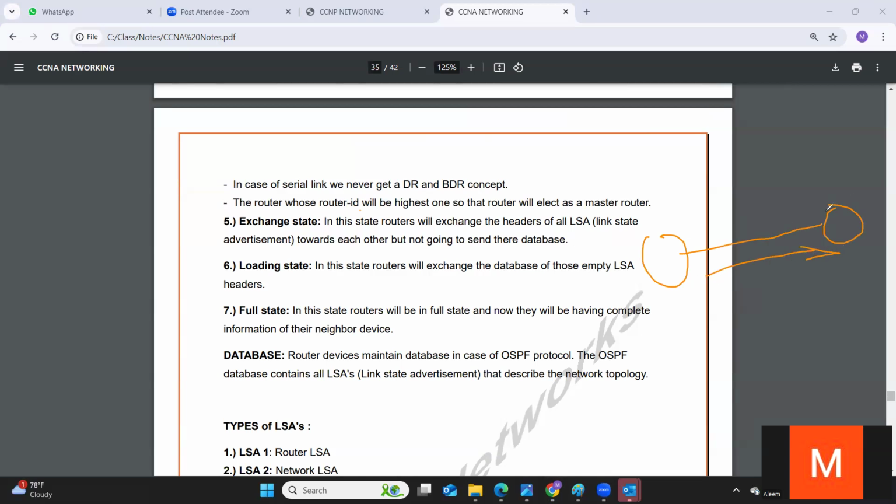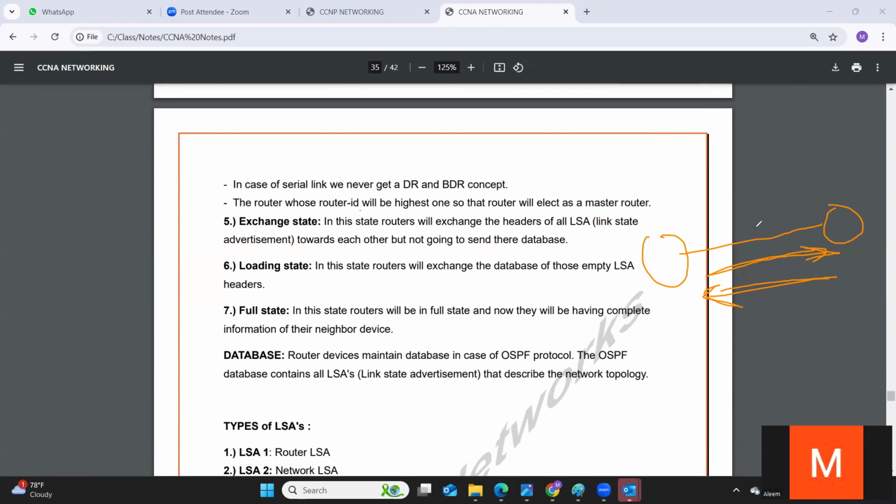This router will ask, can you view whichever link state updates are there? So these routers are together. This router will send, he will store. This router will send, he will store likewise. And once they have exchanged, in this loading state, routers will exchange the database of those LSAs.